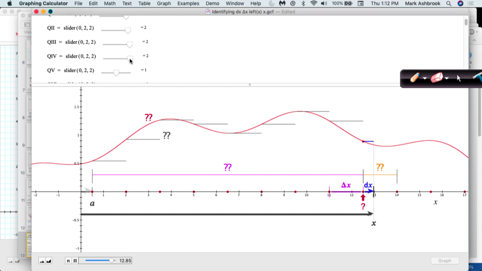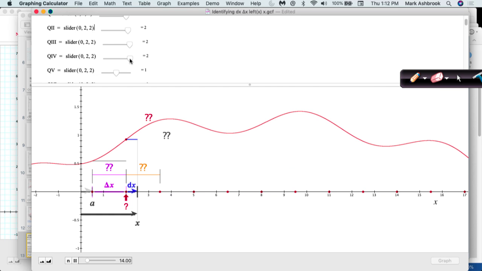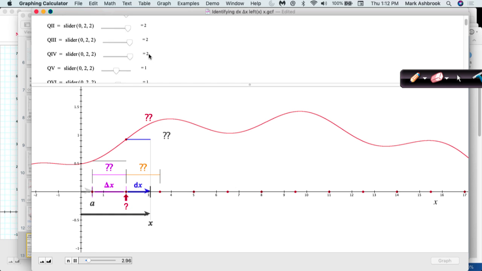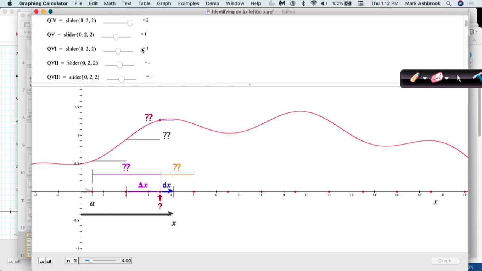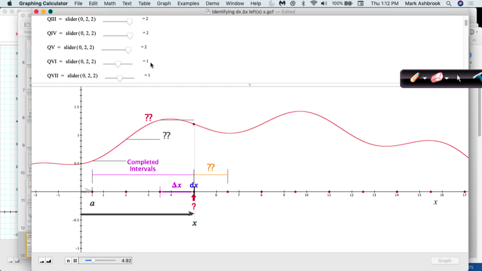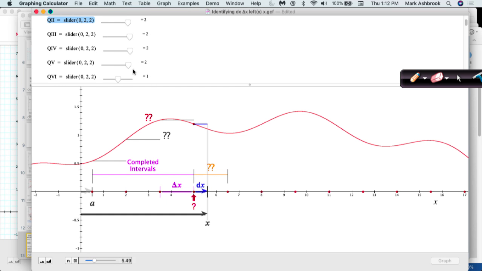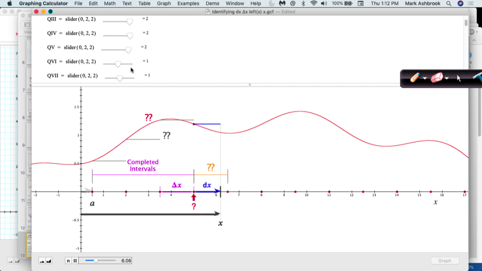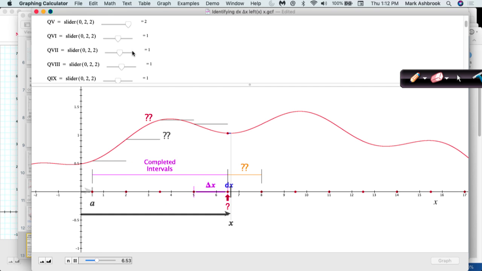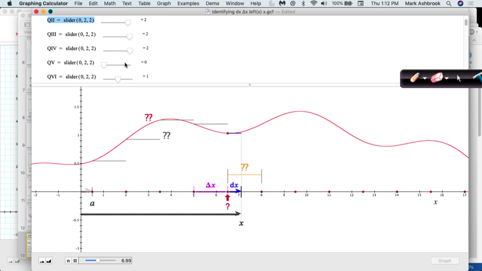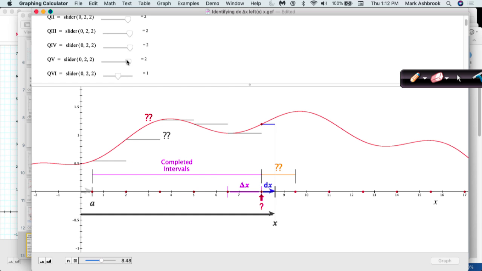Okay, what's next? I think the purple double is next. So what are the purple double? Okay, completed intervals. What about the double gold question mark? It's the current interval.